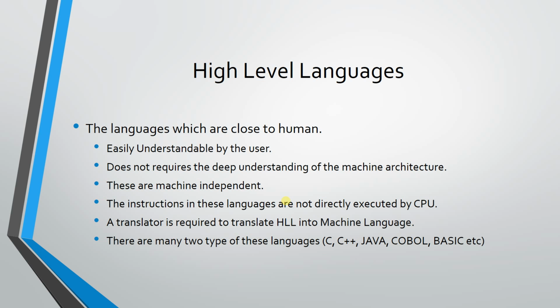The instructions in these languages are not directly executed by the CPU, because the CPU executes only binary form, and these languages are in the form of English words. So what we will do is use a translator program which converts the instructions in these languages into machine language, into computer readable form. There are many types of these languages: C, C++, Java, COBOL, BASIC, etc.